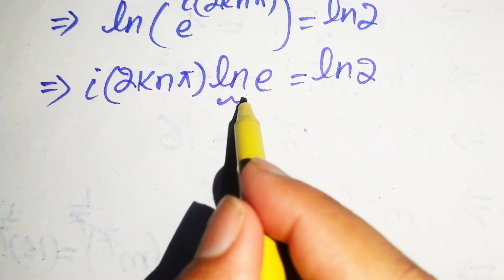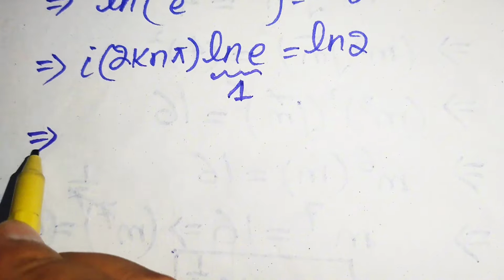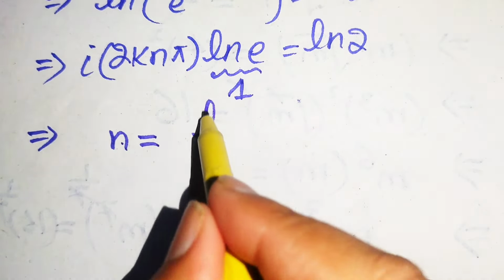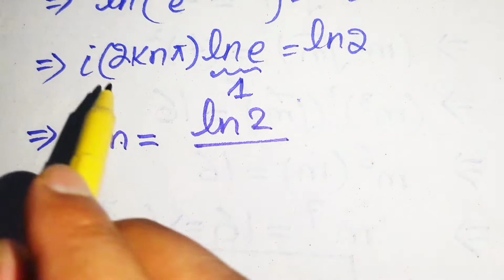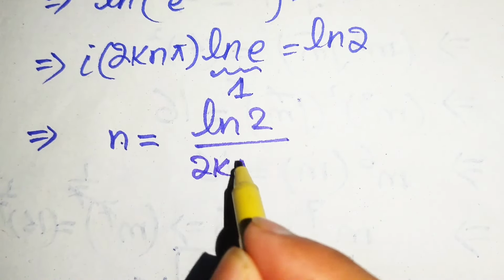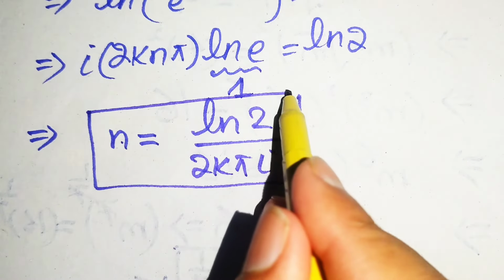So this log e equals 1, and we move all the values other than n to the right hand side, and it will be n equals log of 2 over iota 2k pi, so we write it as 2k pi iota. So these are the complex values of n.